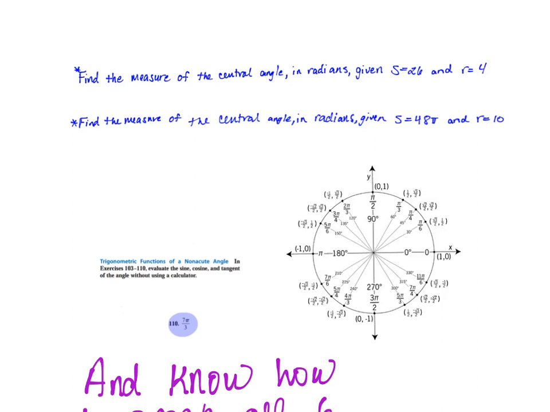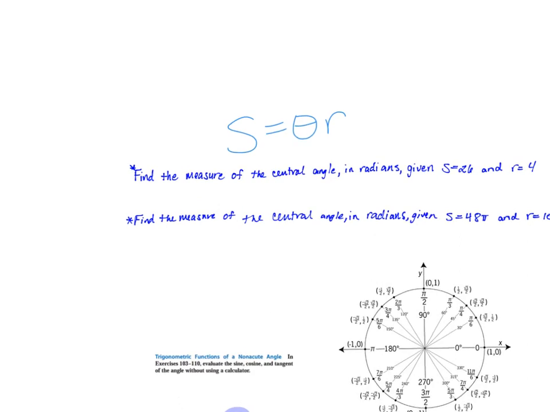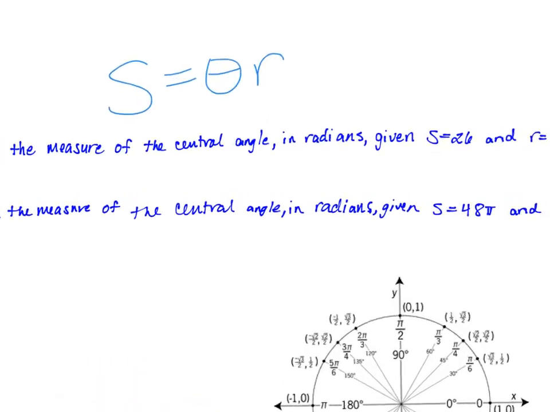All right. You guys are going to have a question about arc length, that sort of thing. Do you remember this formula? I'm not giving this to you. Remember it. The formula SOAR. Theta times radius, right? Our theta is always in radians. Radians, radians, radians. On your test, they're going to give you a problem, and it's going to say, find the measure of the central angle in radians given this.